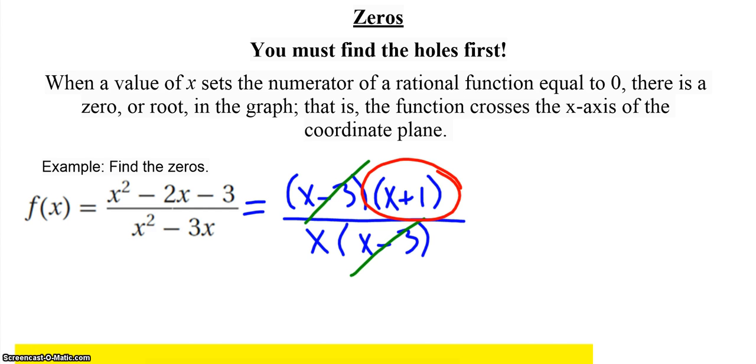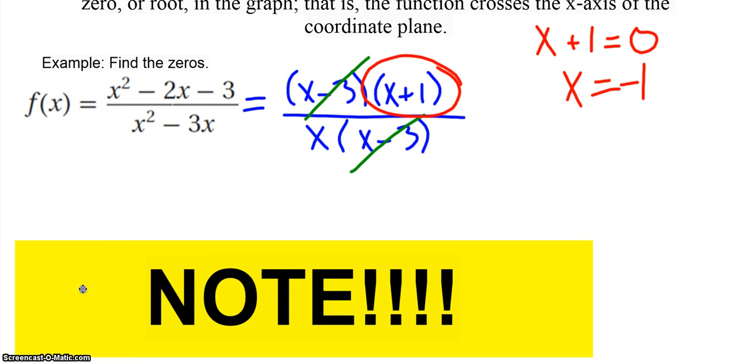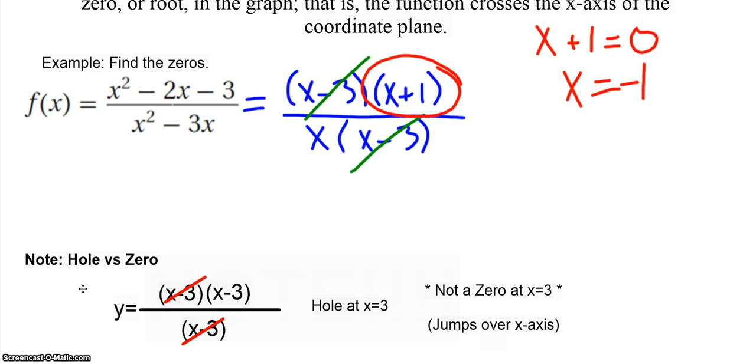We have to set that equal to 0 as well, because this is at a point. And what we mean by zero is the x-intercept, the root, where it crosses the x-axis. So x plus 1 equals 0. Solve for x by subtracting 1 on both sides, so x equals negative 1. So note that a hole is different from a zero. Let's take a look at the graph before we jump into that. So at negative 1, here's x equals negative 1.